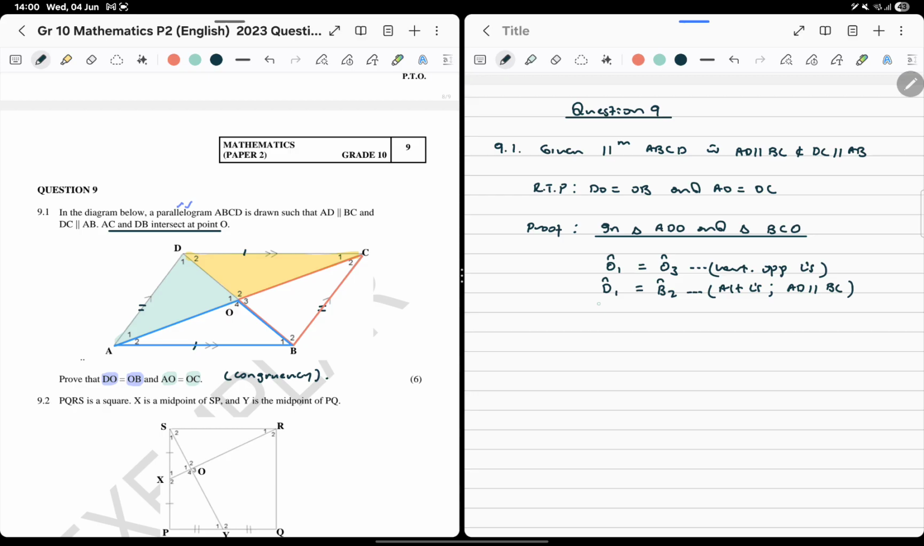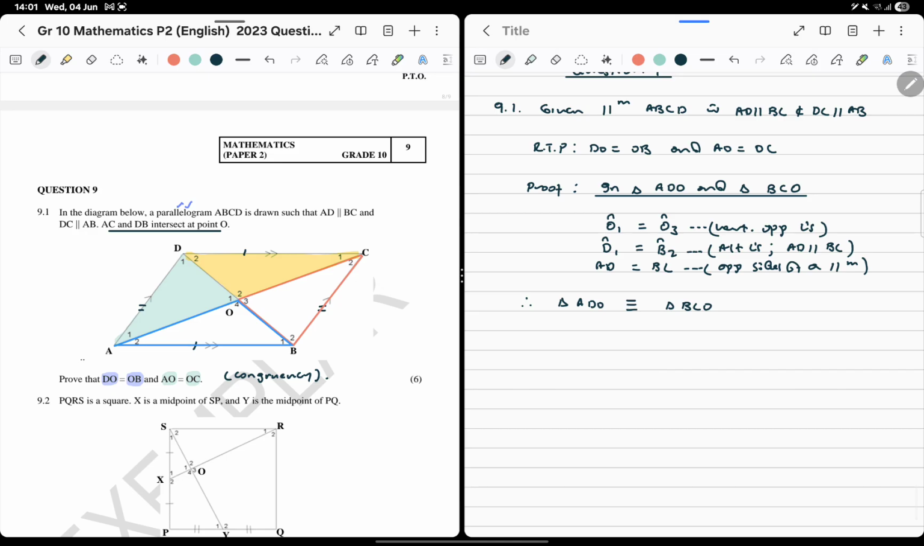We can say also we understand that basically AD is equal to BC. What do we know? These are the opposite sides of a parallelogram. Now, we have satisfied the requirements for congruency. We can say, therefore, we understand that triangle ADO is congruent to triangle BCO.